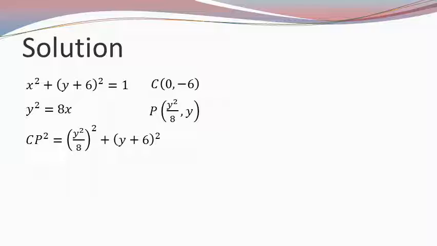So using the distance formula, we can find out the distance between C and P and write it down in this form. Now this is a function of y, so let's call it f of y. So f of y is the given function. Now for the distance to be minimum, the derivative of f with respect to y must be equal to 0.